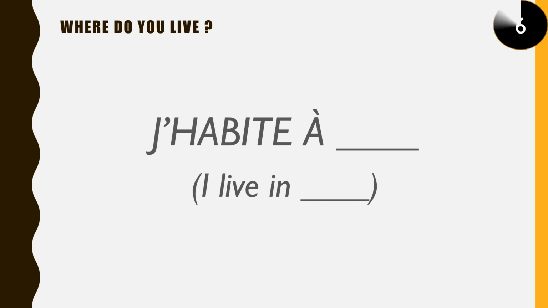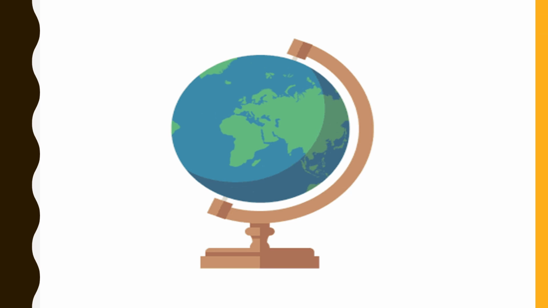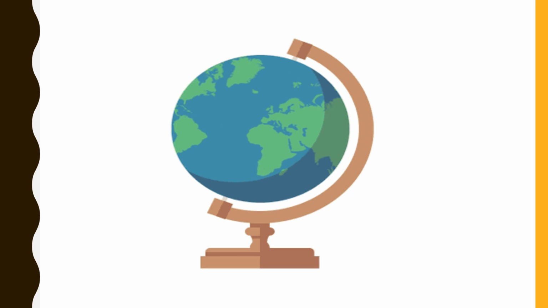Your city. Whichever city you live in, put the name of that city in the blank and say, j'habite à, and the name of that city. So where on the globe do you actually live? Just put the name of your city in the blank and then you're good to go.